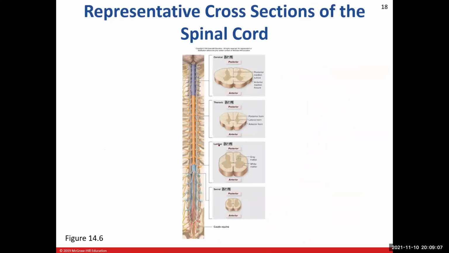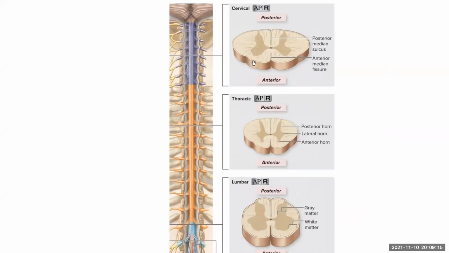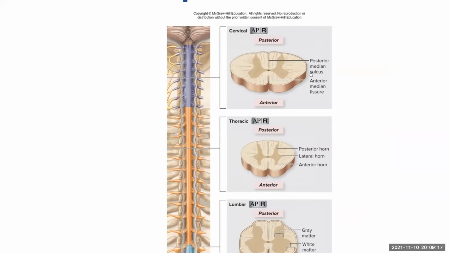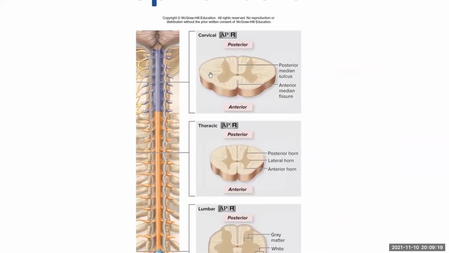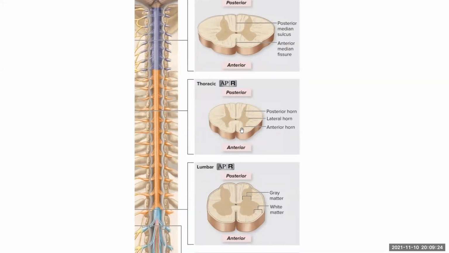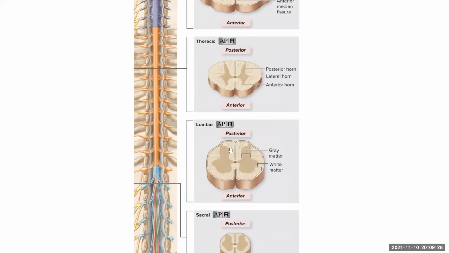All right, a couple characteristics that you may notice when we're talking about the spinal cord, when we do transverse cuts through it. You'll notice in the cervical area, it's quite a large area. When we get down into the thoracic area, it starts to shrink down a little bit, more so when we get down in the lumbar.